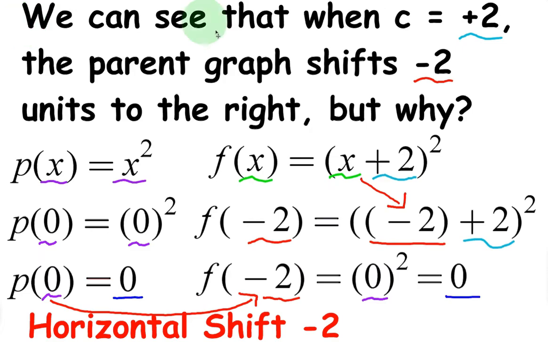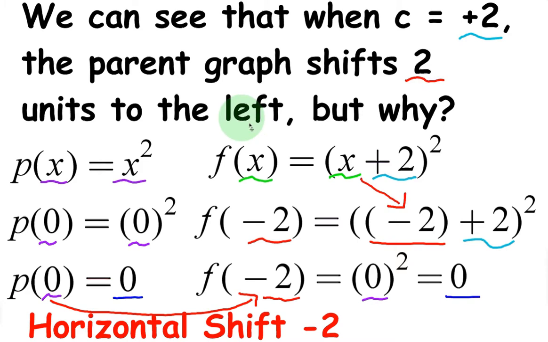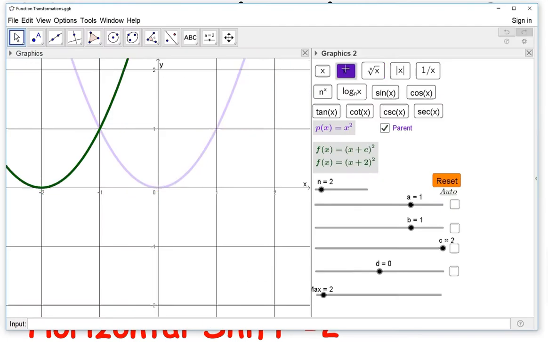Well, we can see that when c is equal to positive 2, the parent graph shifts 2 units to the left. Okay, so why does it shift 2 units to the left when c is equal to positive 2? Well, let's look at this numerically. If I plug in 0 for x, so let's go back to our x squared function. Okay, so we're trying to figure out why this shifted 2 to the left when c is equal to positive 2. And let's look at this point, 0, 0.